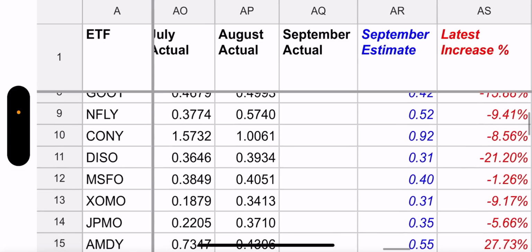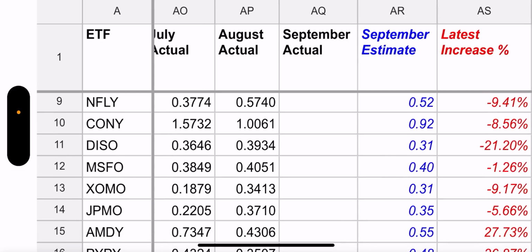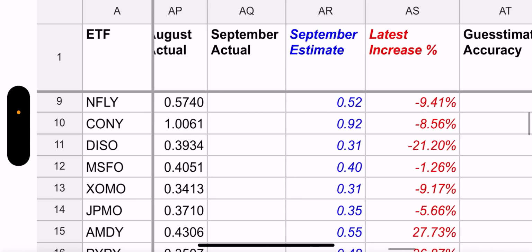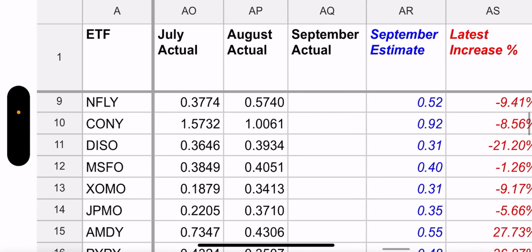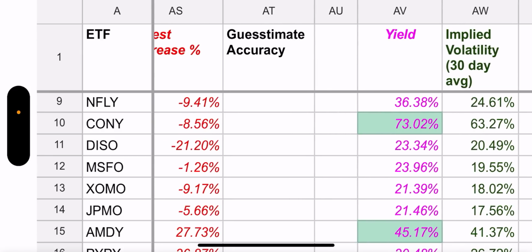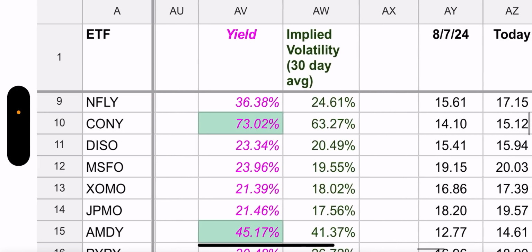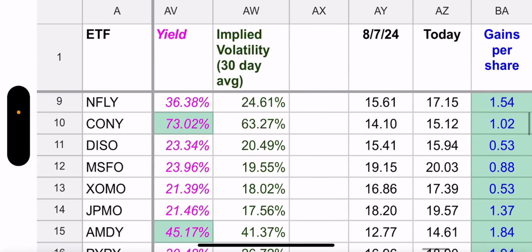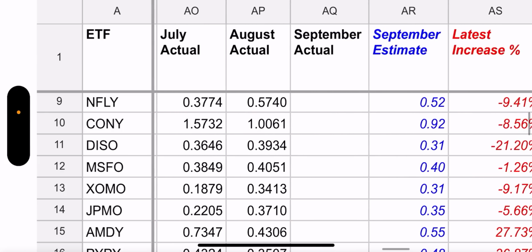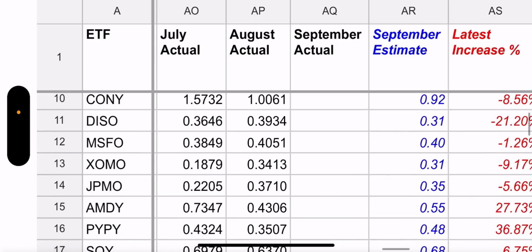All right, let's move on to Nestle. Nestle paid 57 cents last month. They used to pay really good, and then they came down, and then went a little up last month. But I'm predicting 52 cents, which is a 36% yield. Their IV also super low, 24%. However, gains per share, $1.54. So let's get some of those gains per share through distribution here.